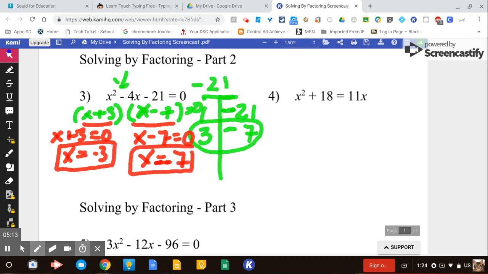So x equals 7. So those are my two solutions. Because this is equal to 0, that means that this parabola, x squared minus 4x minus 21, is going to intersect the x-axis at x equals negative 3 and x equals 7.